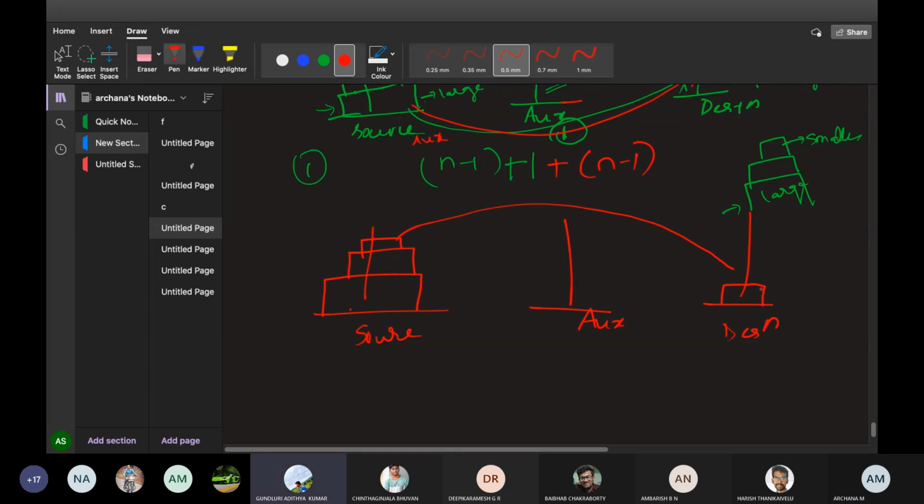The second disk to the auxiliary one. Then second one to the auxiliary one. Okay. Yes, ma'am. To the auxiliary one. Next. Move the smaller disk to the auxiliary one.